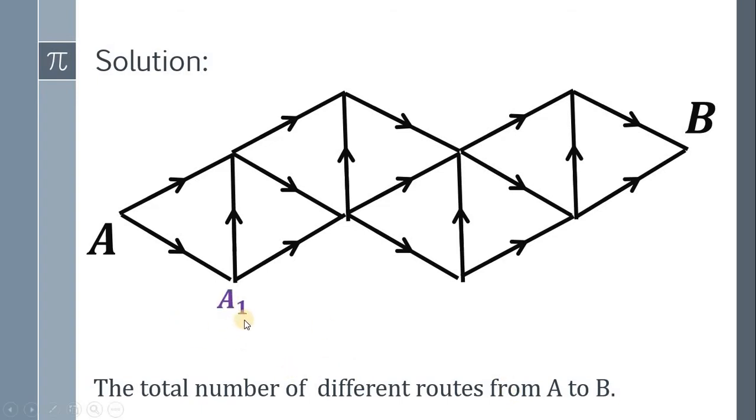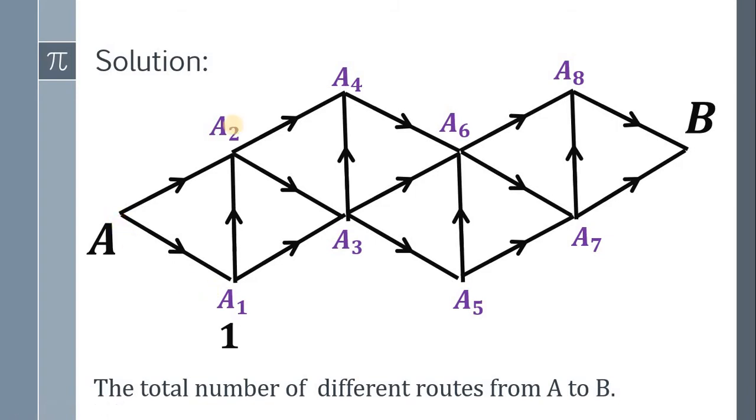Like this one, we call it A sub 1, this is A sub 2, A sub 3, A sub 4, A sub 5, A sub 6, A sub 7, and the last one is A sub 8. Now, from A to A sub 1, as you can see, there is only one way, and this is just this route. Okay? Now, how about A sub 2?